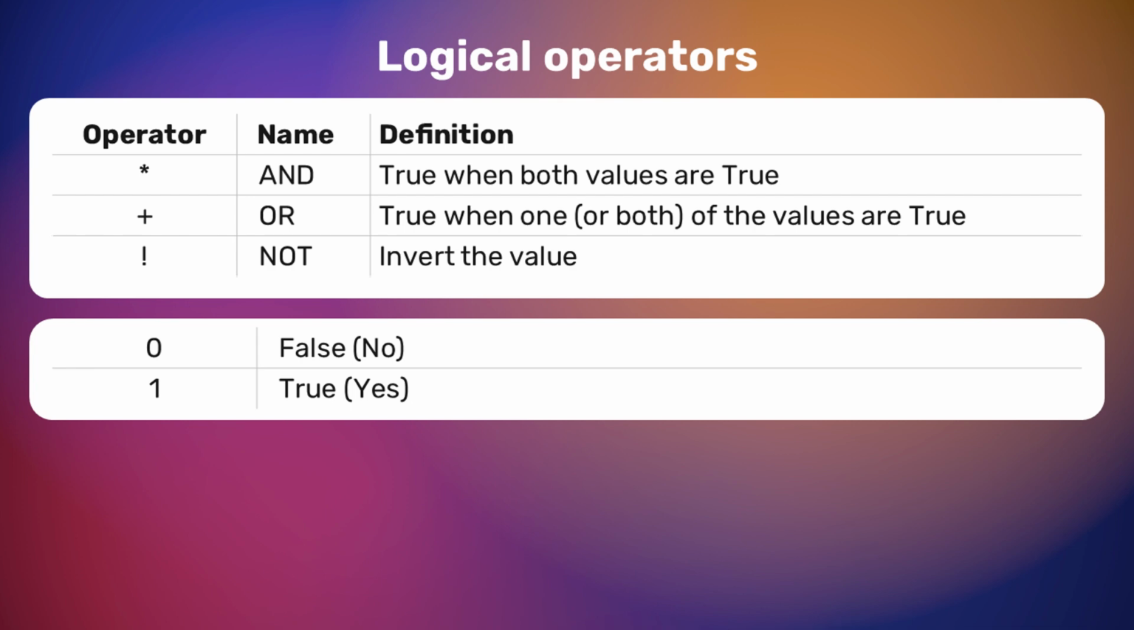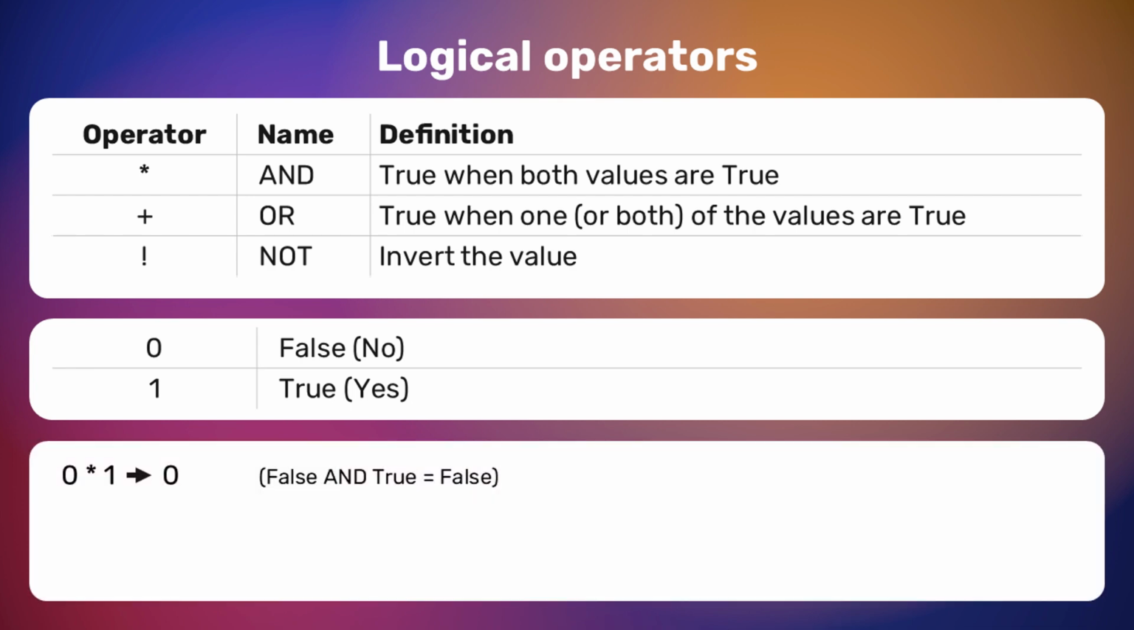Let's see some examples. 0 and 1 is 0, because both need to be 1 in order for the AND operator to return 1. On the other hand, 1 or 0 is equal to 1. Because at least 1, the first value in this case, is 1. We can also invert the value. For example, if we have the value 0 and we add the NOT operator, it becomes 1.